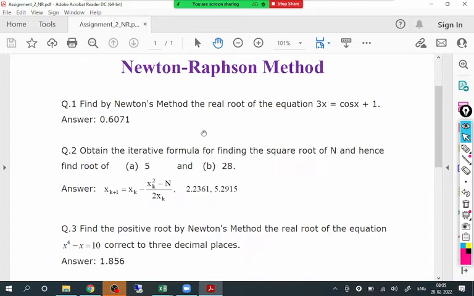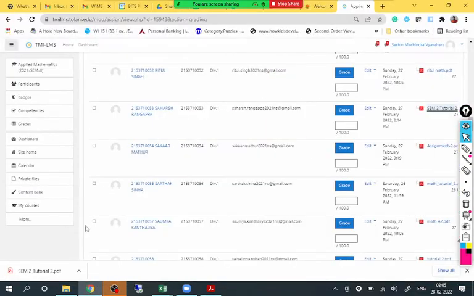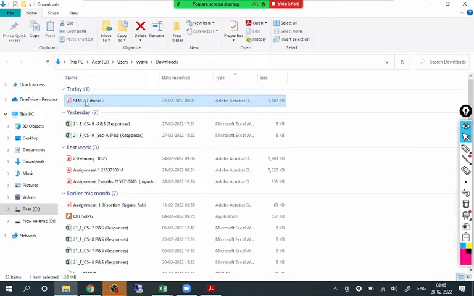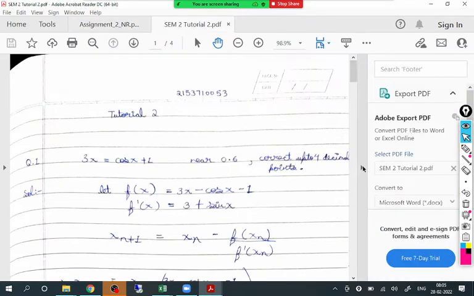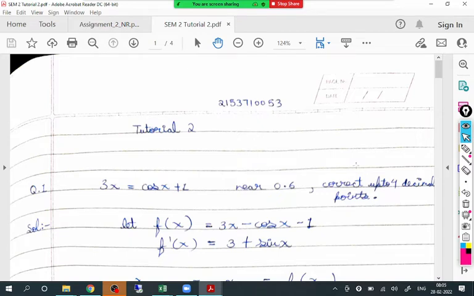Right now, question number 1 is: find by Newton's method the real root of this equation, that is 3x equal to cos x plus 1. In which mode should we solve this equation? So 3x minus cos x minus 1 is equal to 0. But which mode should we use for the calculator? Radian mode, sir. Okay, a trigonometric term appeared, so we should go with radian mode.